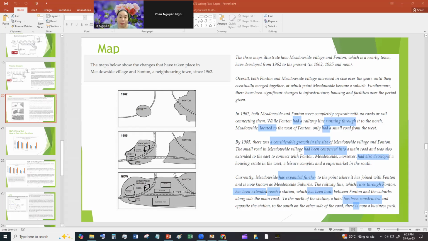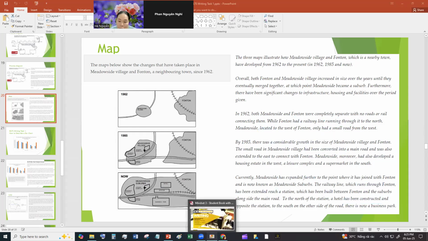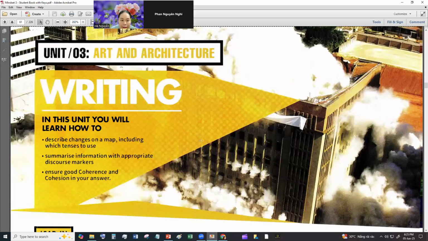And the same goes for maps. You have to use verbs and nouns and adverbs and adjectives to describe the changes of the map. However, the changes are quite visual. They are not data to increase or decrease, right? They are things being built or set up or changed in a map. So that's why today in Unit 3 writing, we will learn some verbs to denote those changes. Okay, so welcome to Unit 3, Art and Architecture.